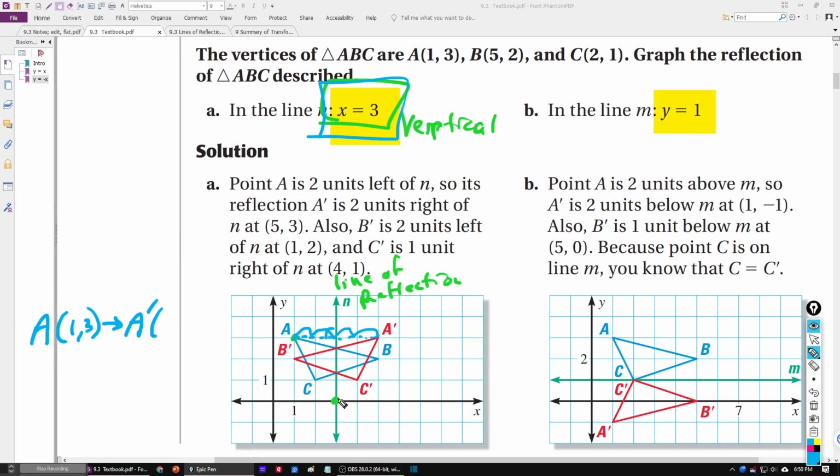1, 2, 3, 4, 5, comma 1, 2, 3. Okay, so there is the transformation for the A coordinate, and then you can do the B. Now notice the B is starting on the right side of the line of reflection. That's fine. We're just doing 1 point at a time.